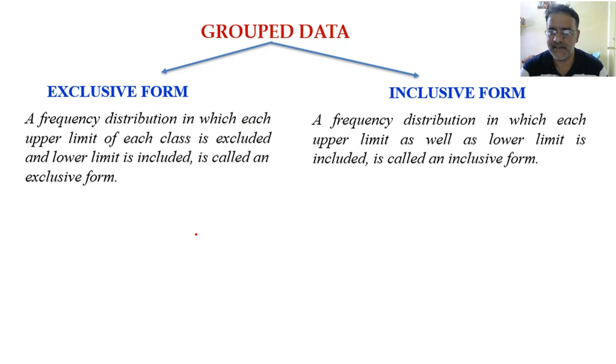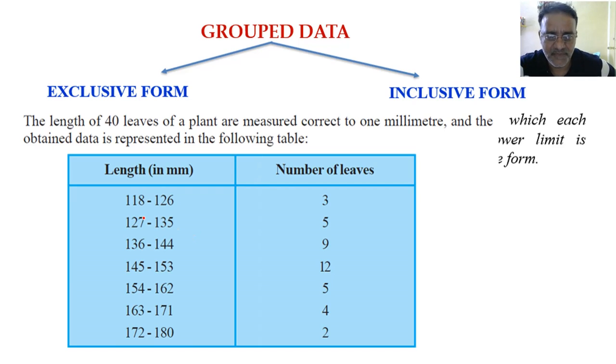Now let us see an example of inclusive form. In inclusive form, both the upper limit and lower limits are included. See this example. 126, so it is included in this class. 153, it is included in this class. Take 127 here, it is included in this class. So every limit is included. Take it. Is that clear? Yes, sir.